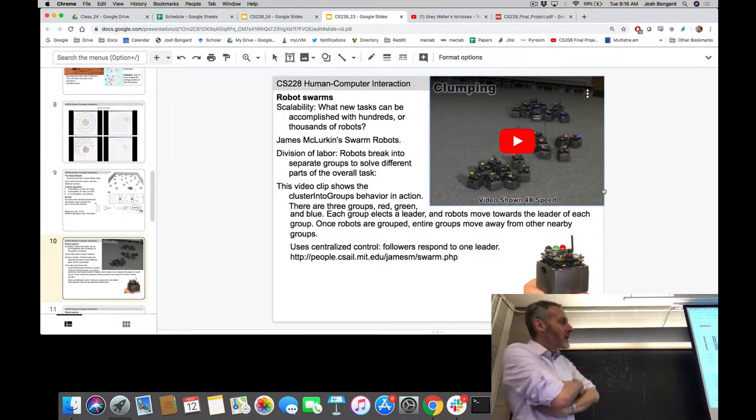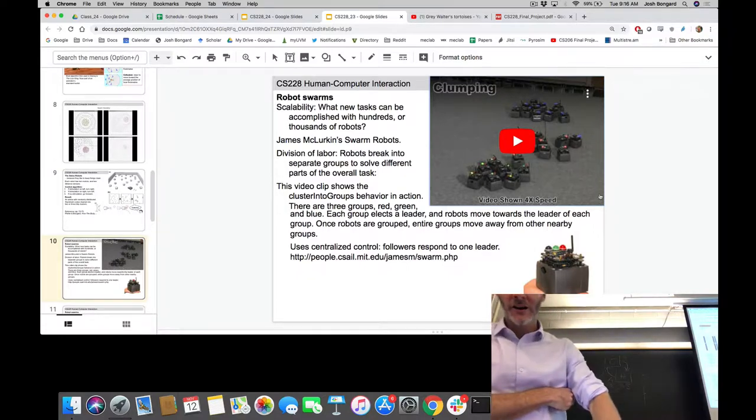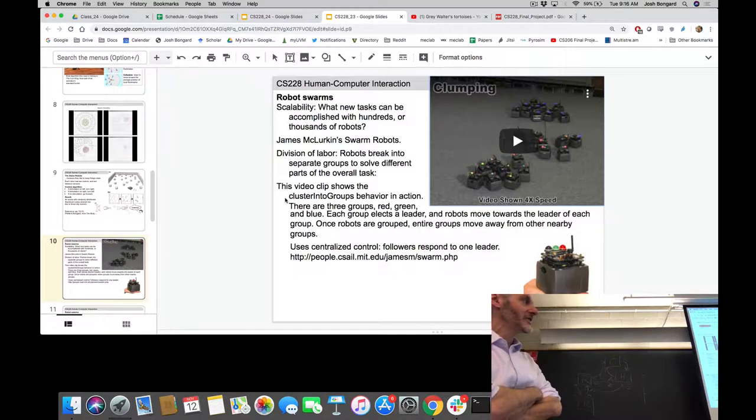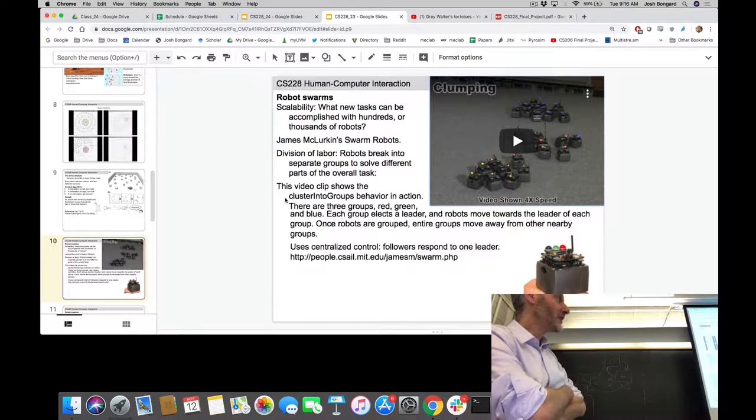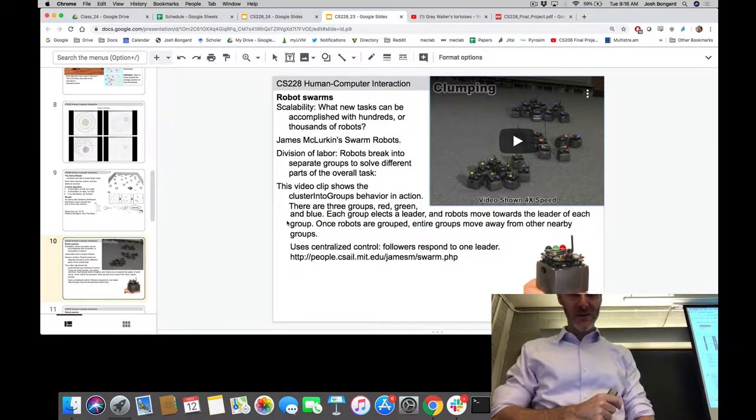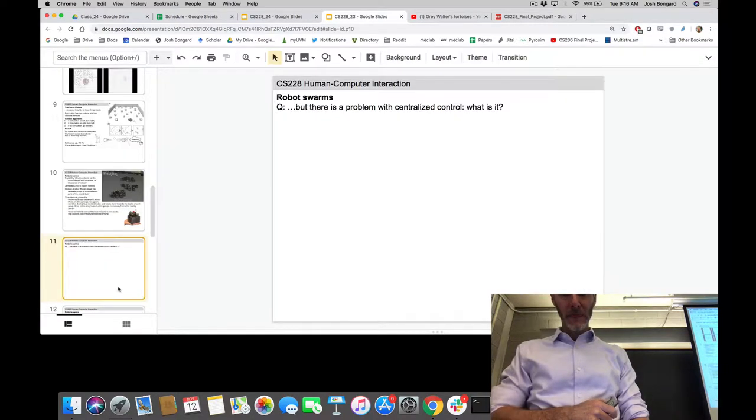They're running this relatively simple algorithm, which is a slight elaboration on Braitenberg vehicles and Boids, clustering into groups. Once they get into their groups, they elect a leader and the robots move towards the leader of each group. So in the center of the blue patch there was the blue leader saying, "We're over here," and same thing with red and green. And then in a subsequent video, you can see these groups start to move off and do whatever their respective tasks are. You can go read more about this on the URL provided.